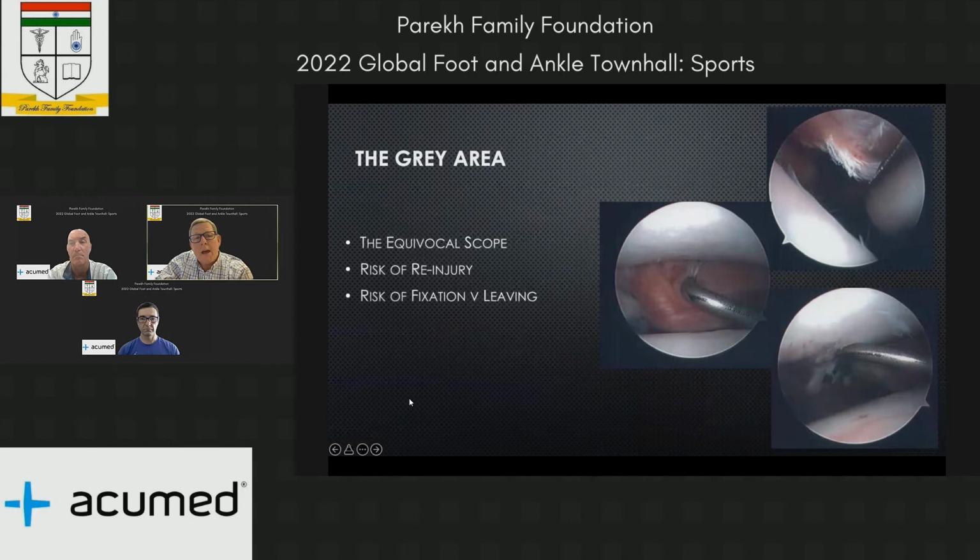But the grey area is the equivocal scope. What happens when you get in there and you think, oh God, it's a bit unstable, not terribly unstable? Do I fix it? Do I leave it? I think you've got to take in the factors that pertain to your patient. If you leave it, you can treat them a little bit less aggressively in the rehab and give them a bit more time, if you're worried that they're a little less stable than you'd like. You can take that risk. But if you're dealing with a patient whose sport is their livelihood, whether it's right or wrong for me, I'll fix them rather than leave them.